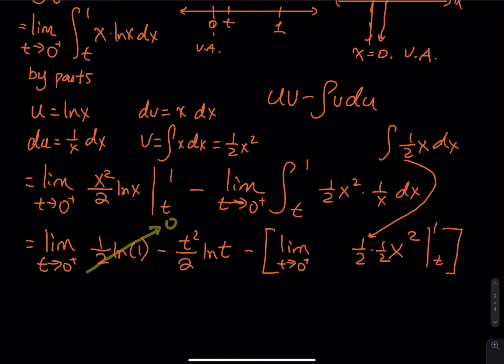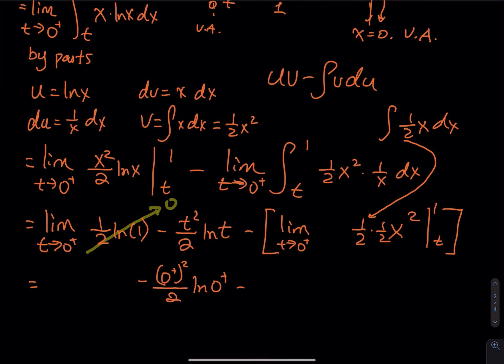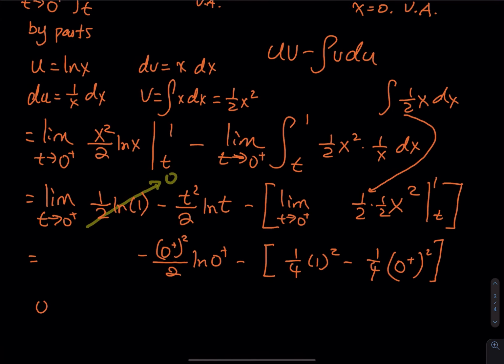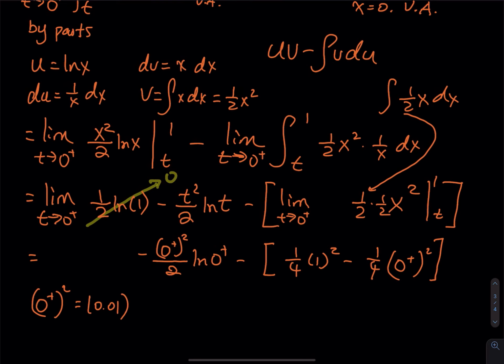What about the 0 plus? This will be a 0 plus, something a little bit greater than 0. You square that, that is equal to 0, and then ln 0 plus. And then this, what do we have? We have 1 over 4 times 1 squared minus 1 over 4 times 0 plus squared. This is interesting. So what is 0 plus squared equal to? Think about this: 0.01 is a little bit greater than 0, you square that, you get something that is close to 0.